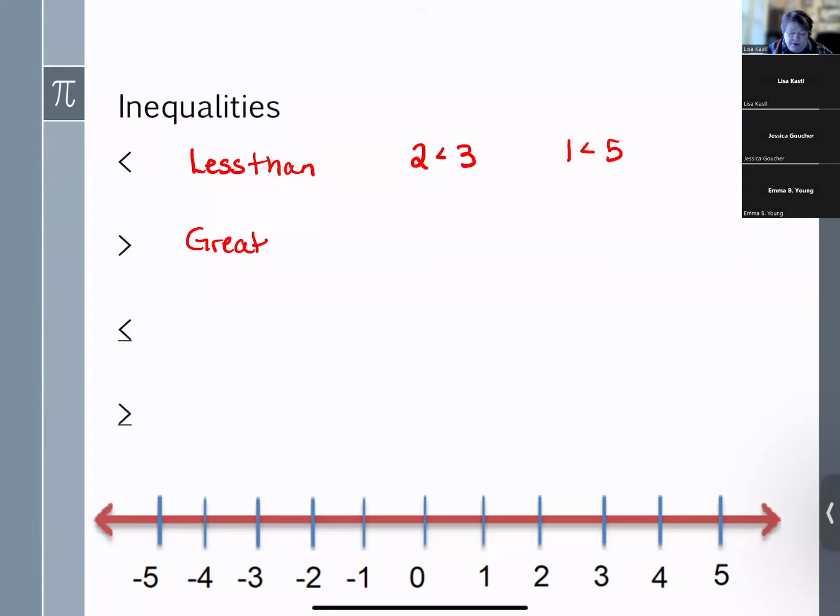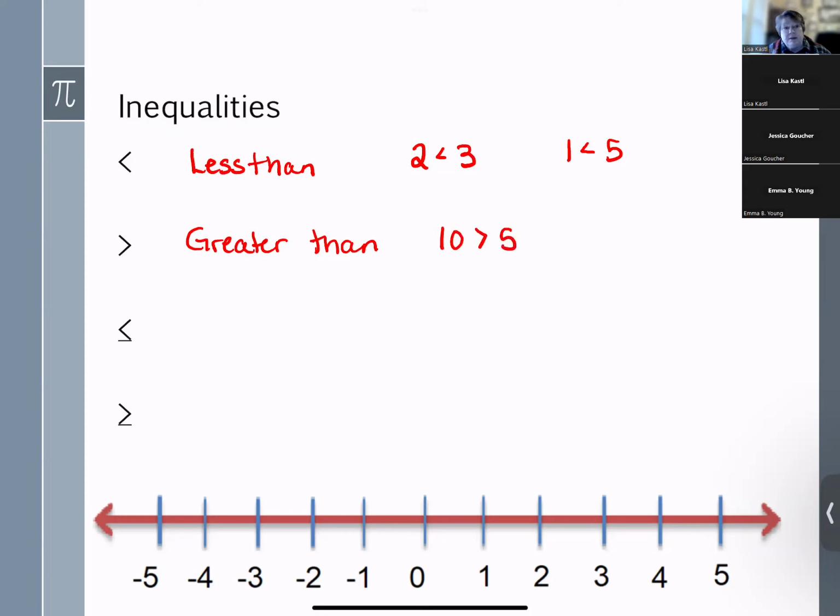And I know there are teachers who say the arrow always points to the smaller number, and that is true. So in that first example, less than, the arrow is pointing to the number that's smaller of the two. 2 is less than 3, it's pointing to the 2. 2 is smaller than 3. 1 is less than 5, it's pointing to the 1. 1 is smaller than 5. So greater than, we could write 10 is greater than 5.